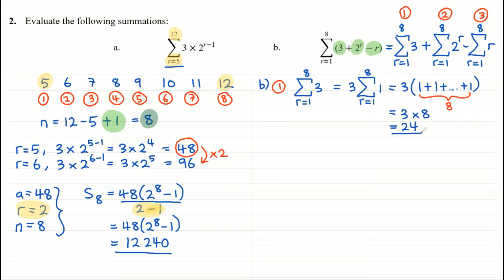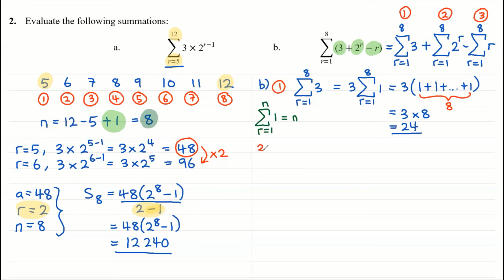Remember, we saw that, just a reminder from earlier, the sum for r equals 1 to n of 1 is just whatever the n value is, because you're just adding 1 to itself n times, so you're always going to get n. So that's that one.